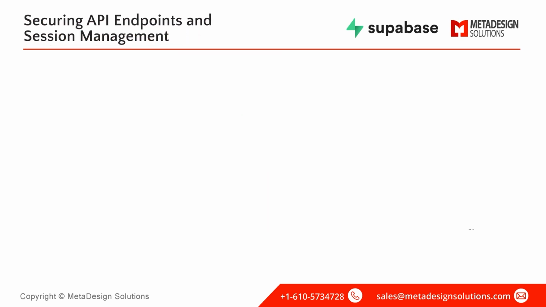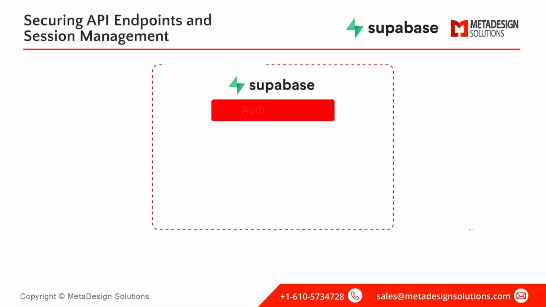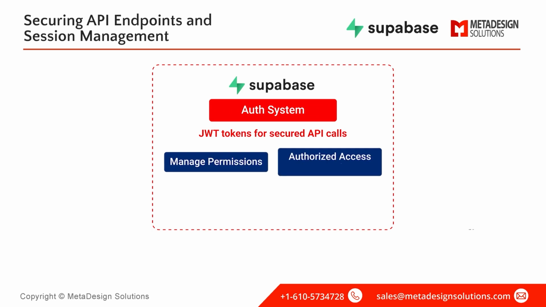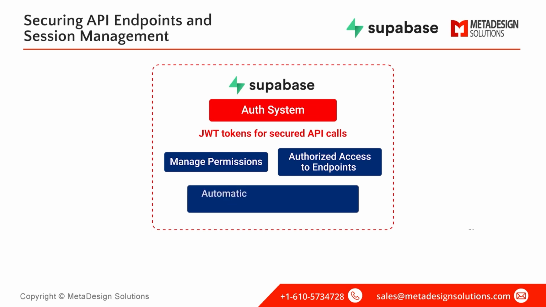Lastly, securing your API endpoints and managing sessions is straightforward with Supabase. Supabase's auth system provides JWT tokens that can be used to secure API calls, making it easy to manage permissions and ensure only authorized users have access to certain endpoints. Session management is handled automatically with support for token refresh, so you don't have to worry about manually handling token expiration or user re-authentication.